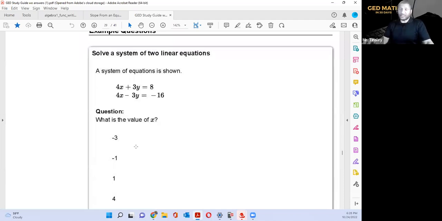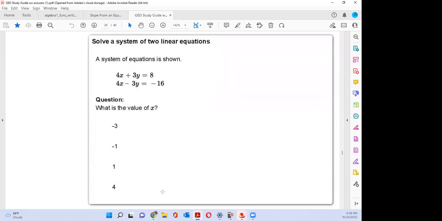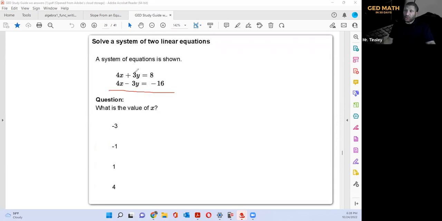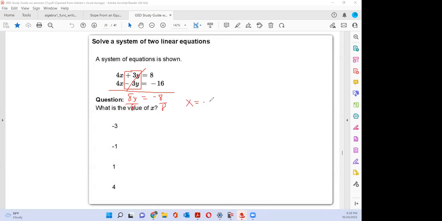Okay, this is a system of equations right here. How you solve this is not with substitution, it's by elimination, where you want to remove or get rid of one of the variables. But watch this. You should know that 3y and minus 3y are opposites. They already cancel each other out. 4x and 4x make 8x, equal to 8 minus 16, which is minus 8. Divide both sides by 8. You get x equals -1. I'm done. Nice, easy problem.